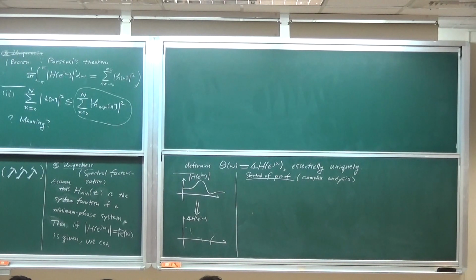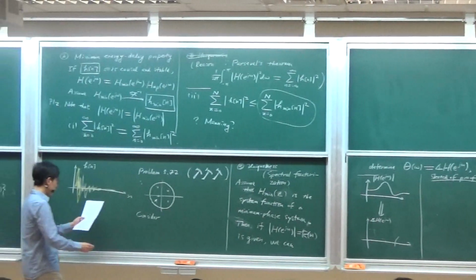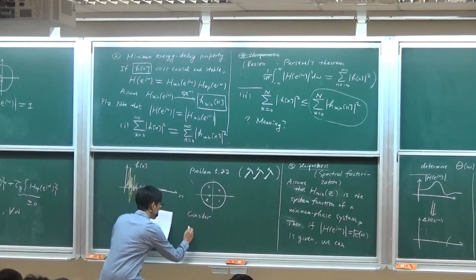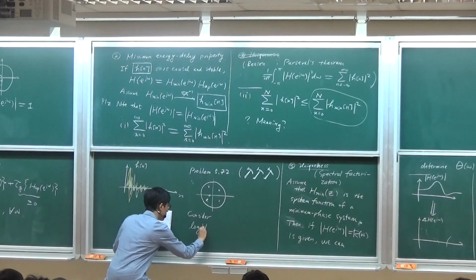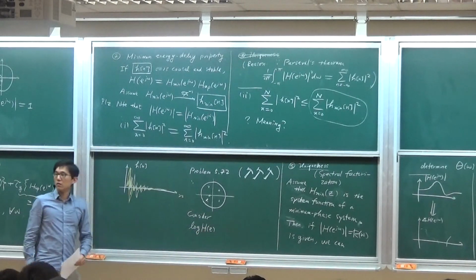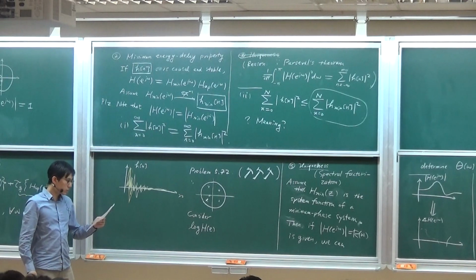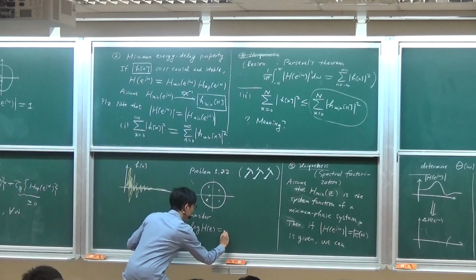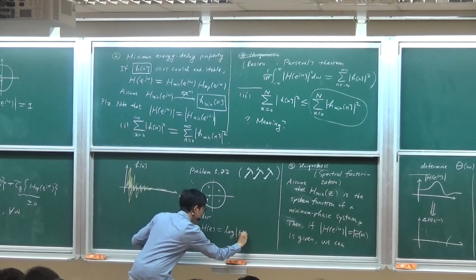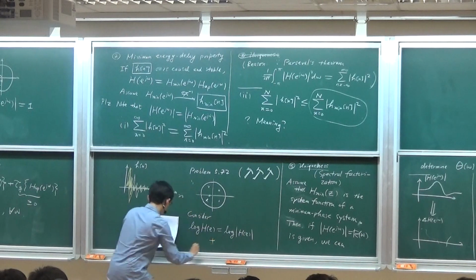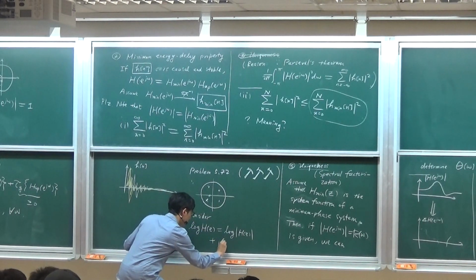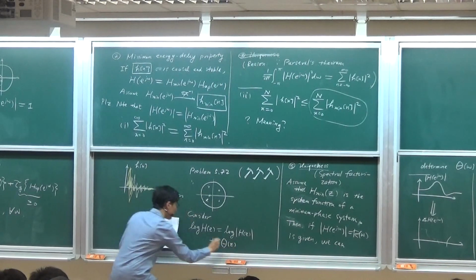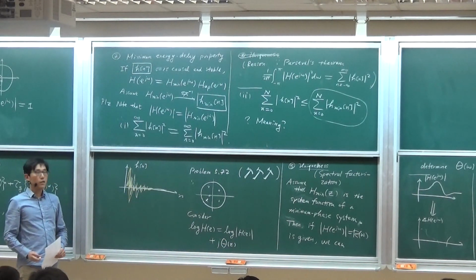Remember that. Which you are from the double department, you should have done that as undergrad. Okay. So now consider, for better or worse, taking the log of this system function. Log of h of z consists of the log of the magnitude of h of z plus j times theta of z. By definition, that's the definition, okay?